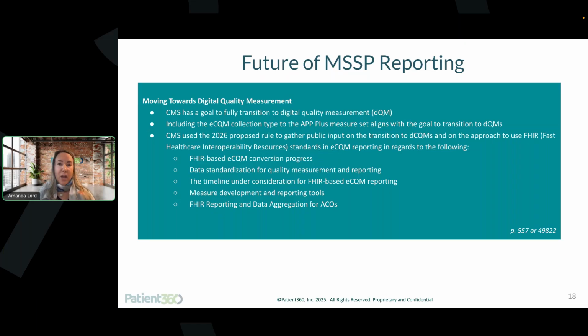Bottom line is that FHIR is coming. eCQMs are the pathway to get there, and starting now with eCQM is really, really important.